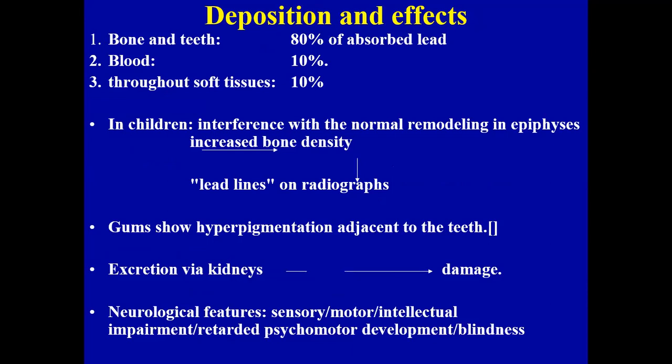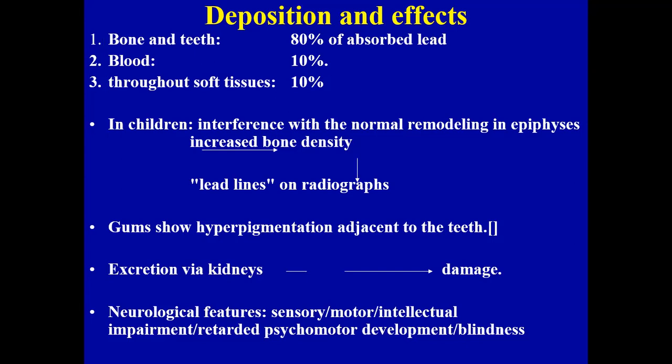The deposition of lead will be in the bone and teeth, approximately 80% of absorbed lead, in the blood 10%, and throughout soft tissue 10%. In children, there will be accumulation in the epiphyses of the bone, which will interfere with normal remodeling. So bone density increases, and we get a lead line on radiographs, which I will show you shortly. Also there is deposition in the gum, so we get hyperpigmentation adjacent to the teeth, and excretion via the kidney.